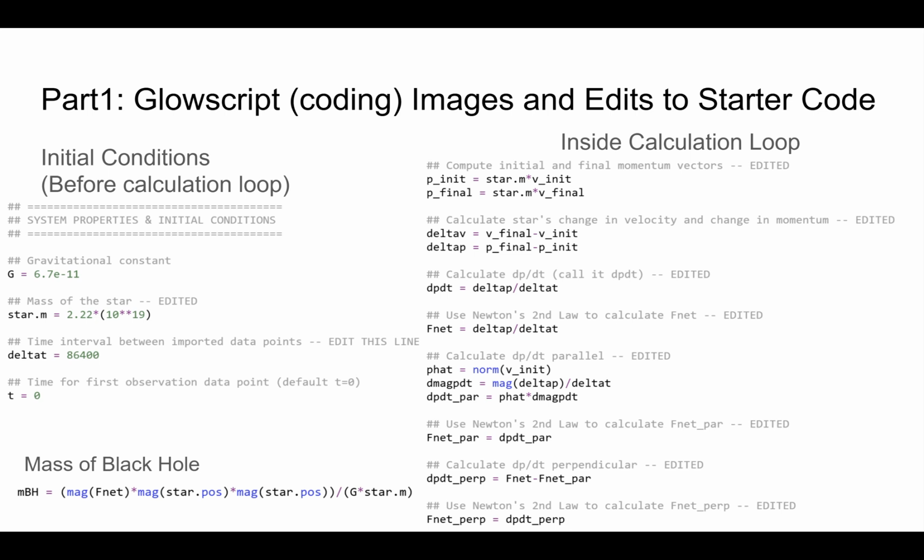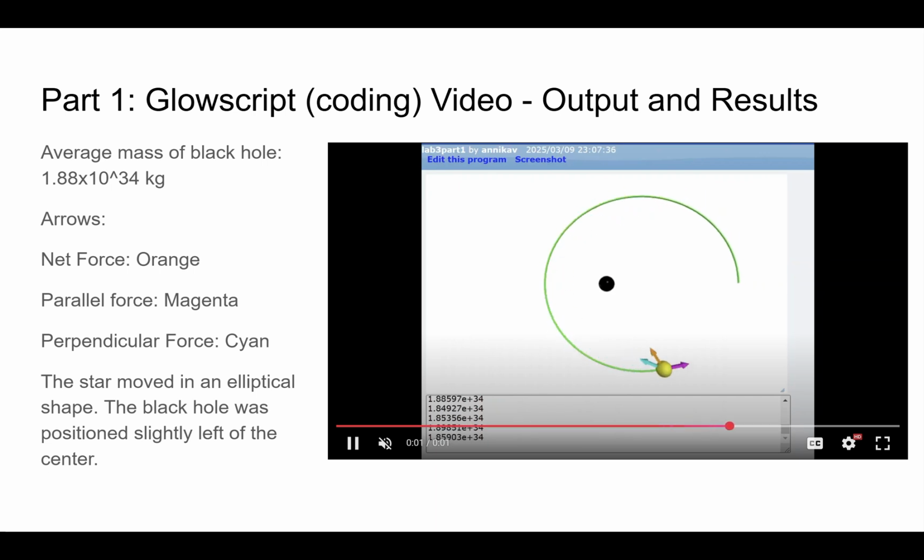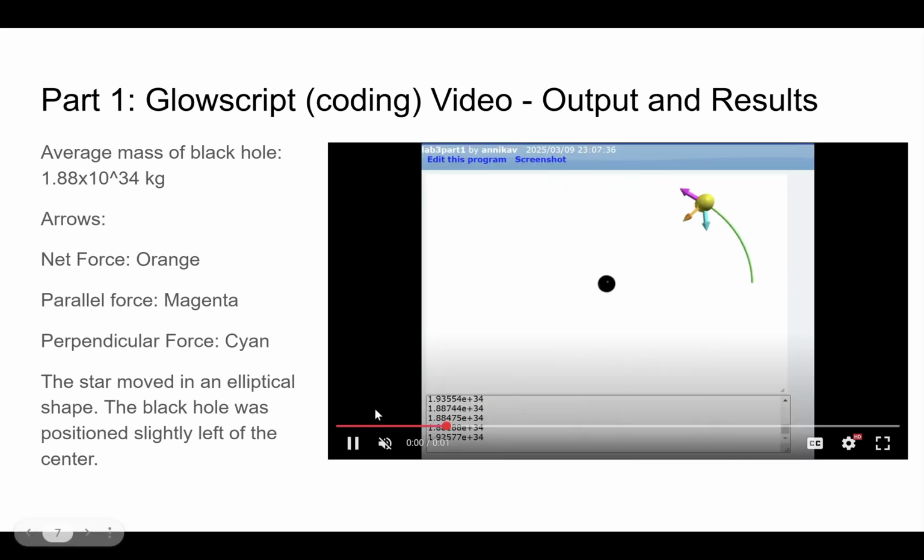So this is what part 1 looks like in a video. You can see the different arrows and their colors and what they correspond to. The star moved in an elliptical shape and the black hole was positioned slightly left of the center.